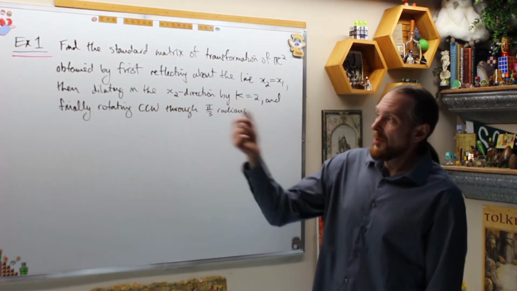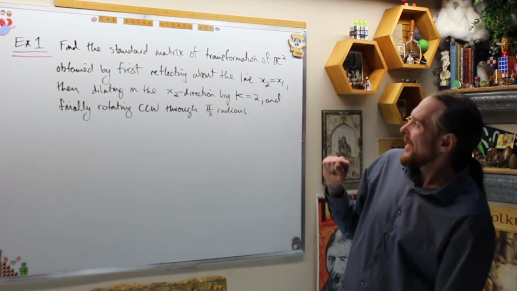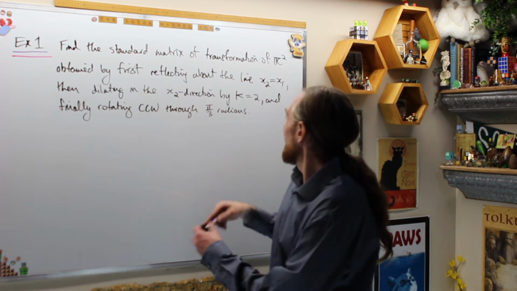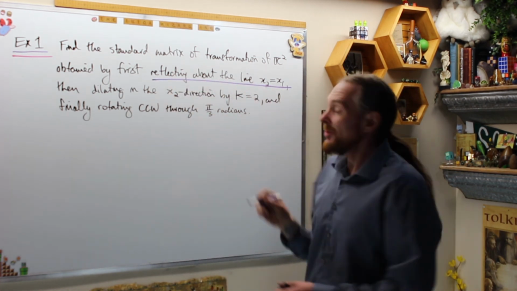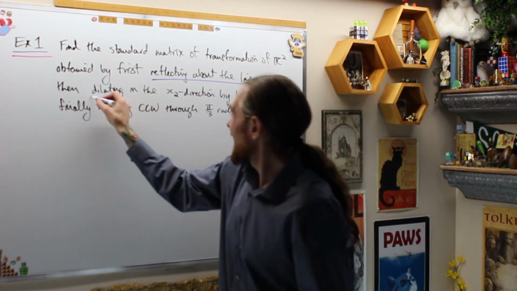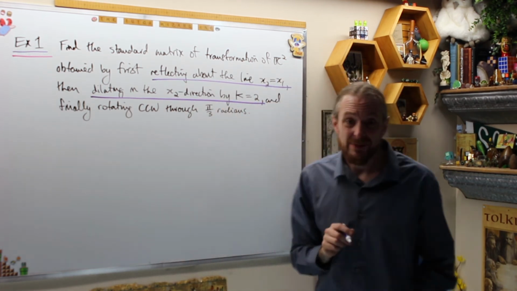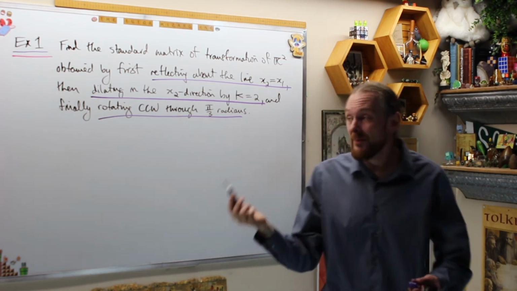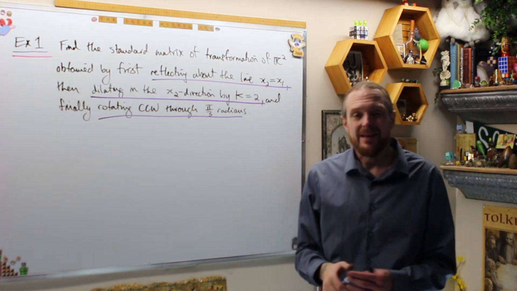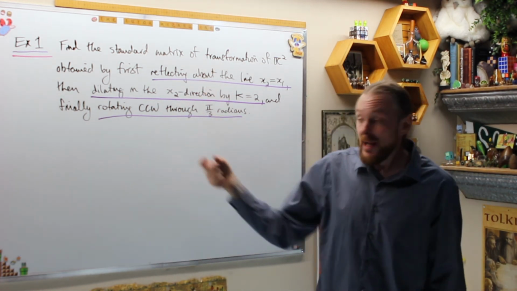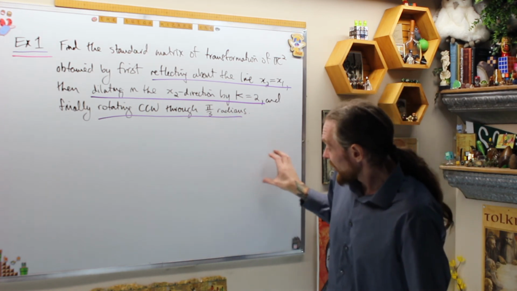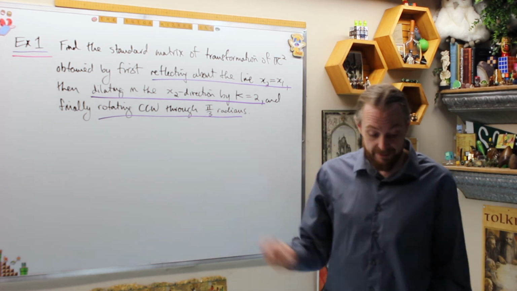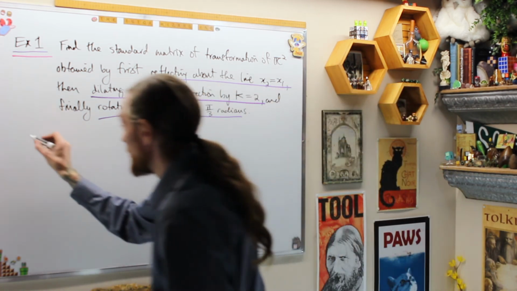Okay, to finish up, what we're going to do is an example: find the standard matrix of the transformation on R2 obtained by first reflecting about the line x2 equals x1, then dilating in the x2 direction by a factor of k equals 2, and then finally rotating counterclockwise through pi over 3 radians. So I want to do 3 things. The idea is to find the standard matrix of each one, and then find the composition by multiplying on the left by each of the successive matrices, first to last. Let's do that. So what's the solution?